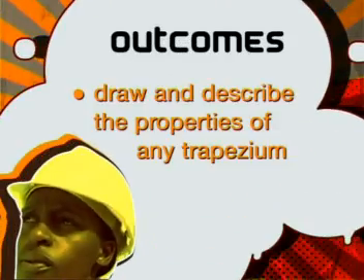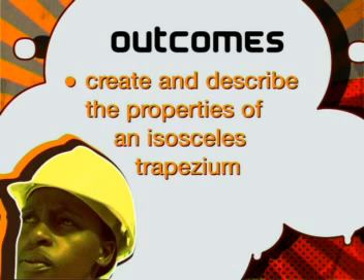In today's lesson, we're going to look at the properties of one last quadrilateral, the trapezium. By the end of this lesson, you should be able to draw and describe the properties of any trapezium. Create and describe the properties of an isosceles trapezium.